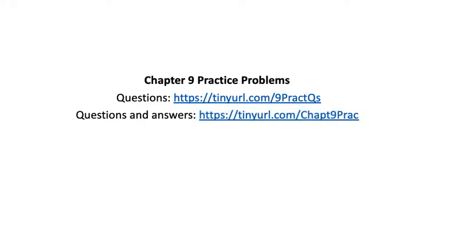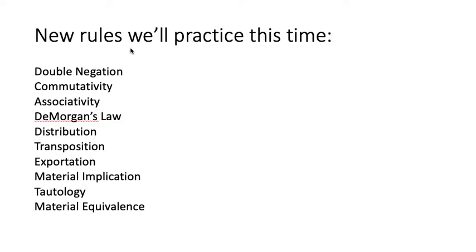All right, before I actually go through the questions though, it's worth putting on a slide super clearly the new rules we'll be practicing today. We'll also be using those rules we've already learned in Chapter 8, but these are the new rules today: double negation, commutativity, associativity. I won't read through them all. One thing to notice is that these are rules of replacement.